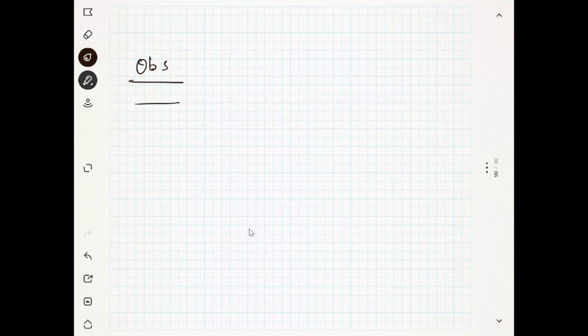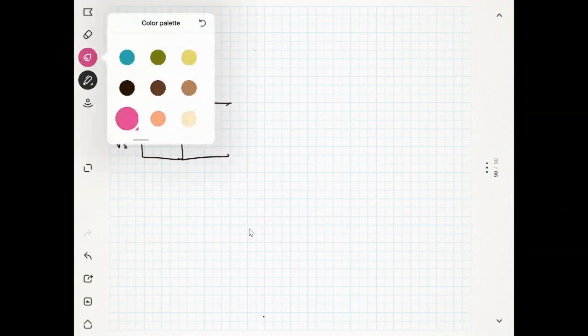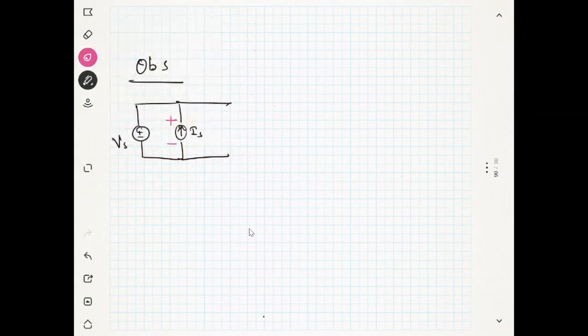So what is the observation? From all these problems, one observation you can make is, if you have a voltage source, let's say this is Vs, and you have a current source Is in parallel, then the voltage across these sources will be Vs. Okay, this is a very, very important point.